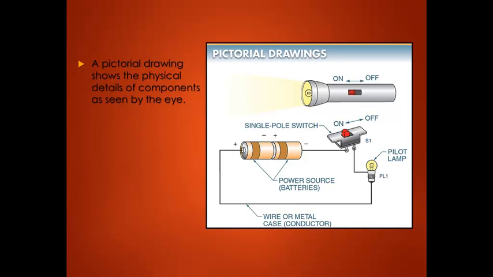We'll start off with pictorial drawings. A pictorial drawing shows the physical details of components as seen by the eye. In these slides, you're going to see a bunch of pictorial drawings to depict various electrical objects. Now, more often than not, you will not see a pictorial diagram in your workplace. But for teaching purposes, they serve a very good purpose.